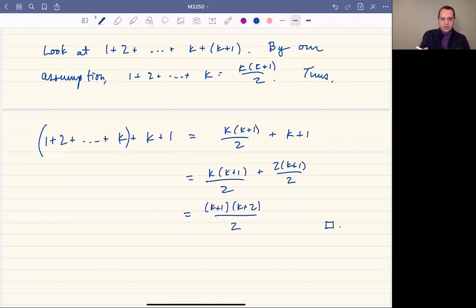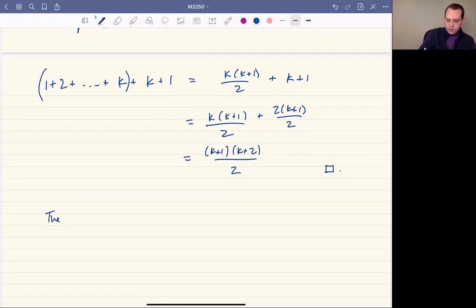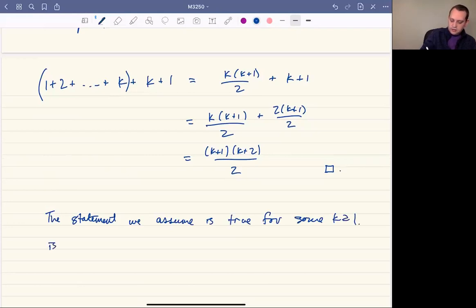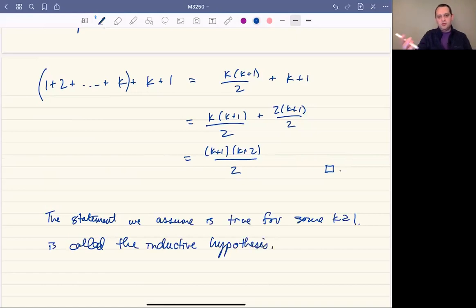One last comment, actually 2 more comments. One is that the statement that we assume is true for some k, in our case greater than or equal to 1, is called the inductive hypothesis. So that's a word that'll be useful for us. This is the statement that we're assuming is true for some k greater than or equal to whatever our starting point was. Okay, so that's called the inductive hypothesis.